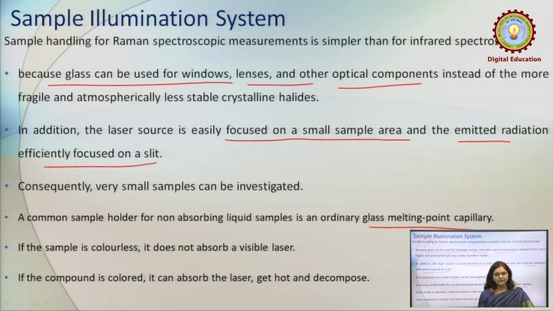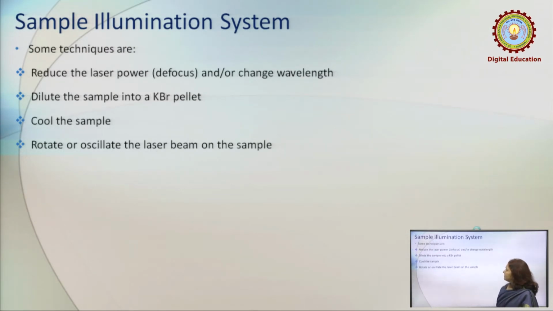If the sample is colorless, it does not absorb a visible laser, but if the compound is colored, it can absorb the laser, get hot and decompose. This can be avoided by reducing the laser power or changing the wavelength, diluting the sample with KBr pellets, cooling the sample, or rotating or oscillating the laser beam on the sample.